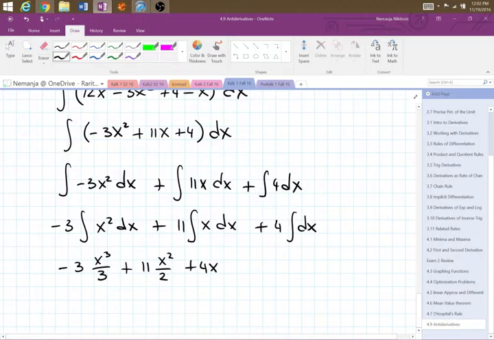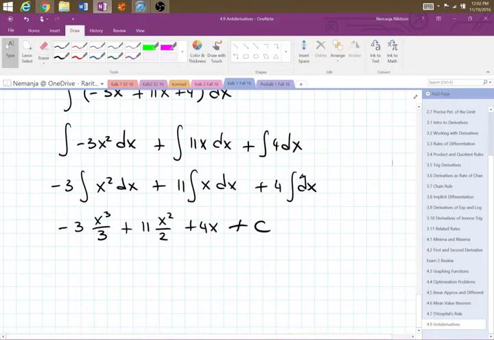The integral of 4 dx: well, there is a number 1 here that has the exponent of x to the 0. And then when you add 1, you get x to the 1 over 1, which is just 4x. Plus c. These cancel. So negative x cubed plus 11 over 2 x squared plus 4x plus c.